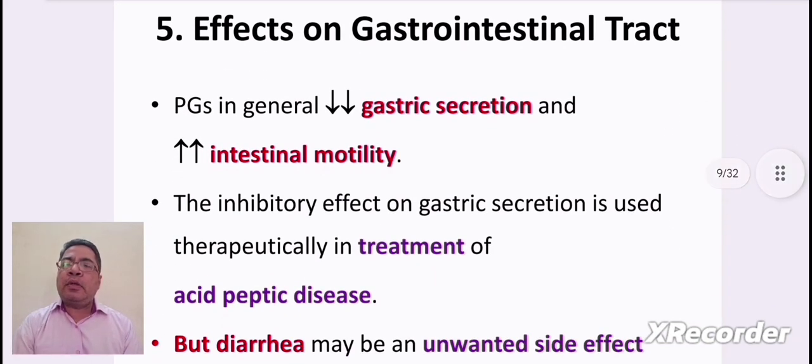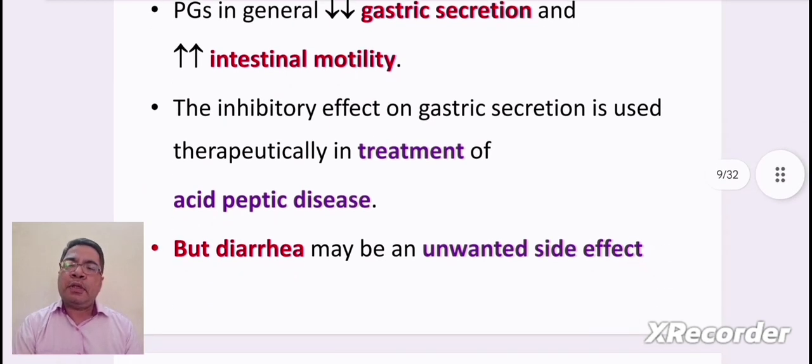Next, coming to effects on the gastrointestinal tract. PGs in general decrease gastric secretion and increase intestinal motility. The inhibitory effects on gastric secretion are used therapeutically in the treatment of acid peptic disease. But diarrhea may be an unwanted side effect.